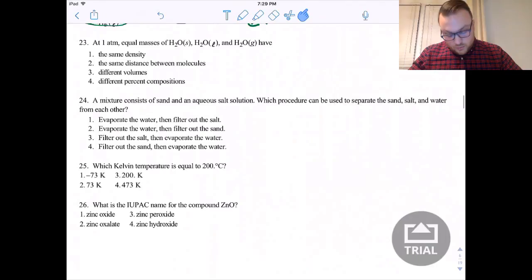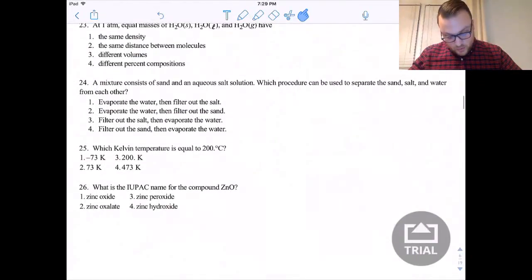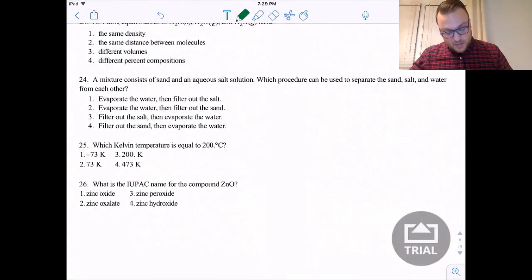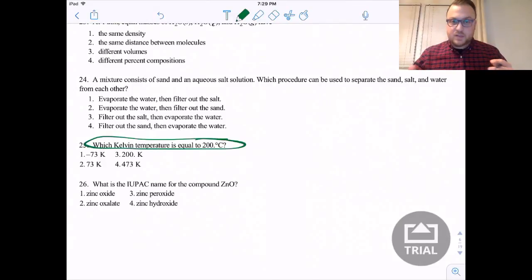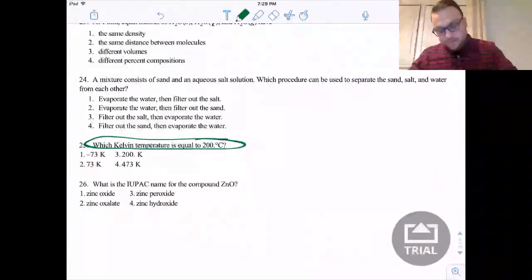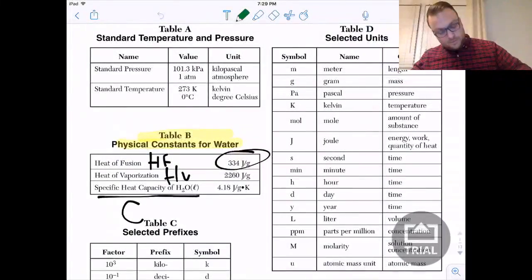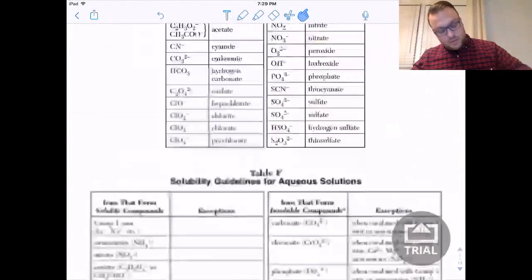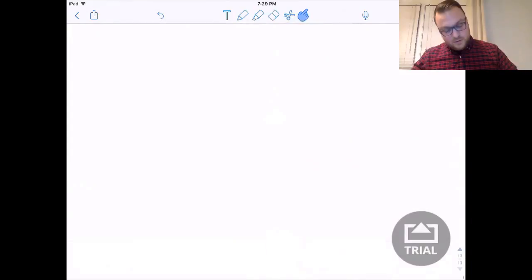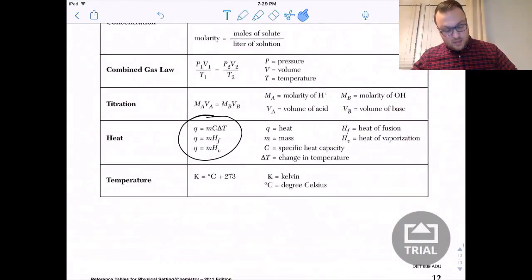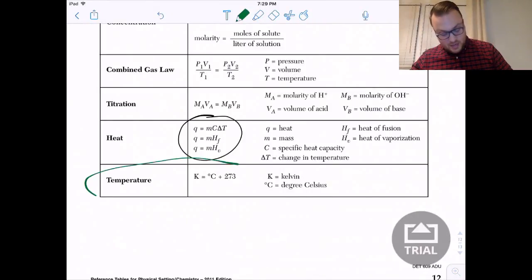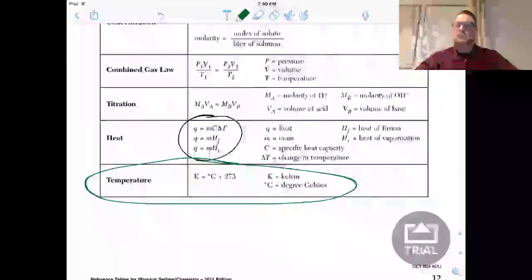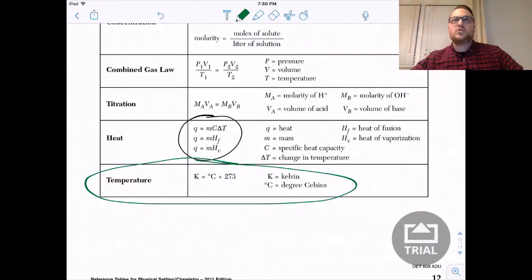What's another good one? 25, again, I'm not going to go over, but if you see this Kelvin Celsius conversion, especially for the midterm, don't memorize that. That's on the reference table. Don't be lazy when it comes to the reference table. I am not kidding when I say I think for the most part you can easily pass, which I know shouldn't be your goal, but you should be able to pass if you can effectively use the reference table and all the information it has to offer.